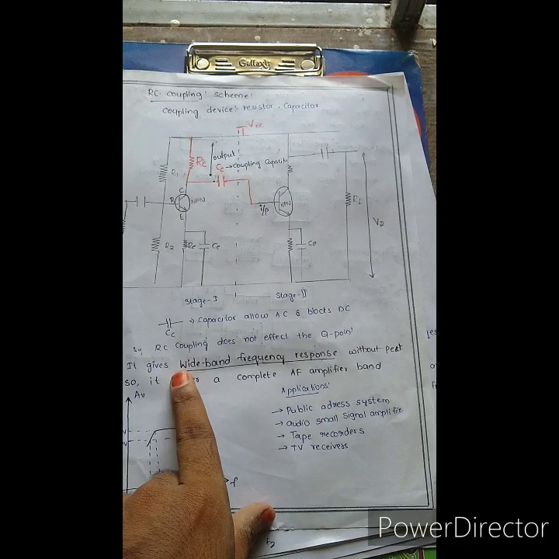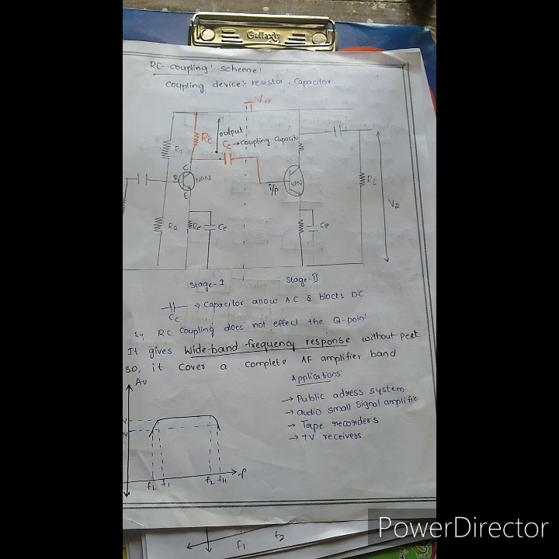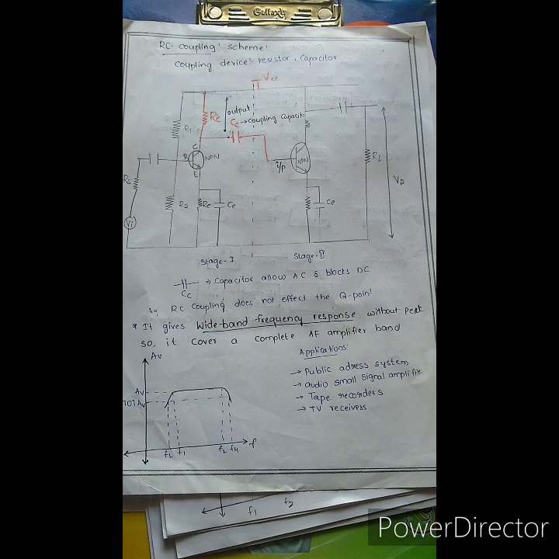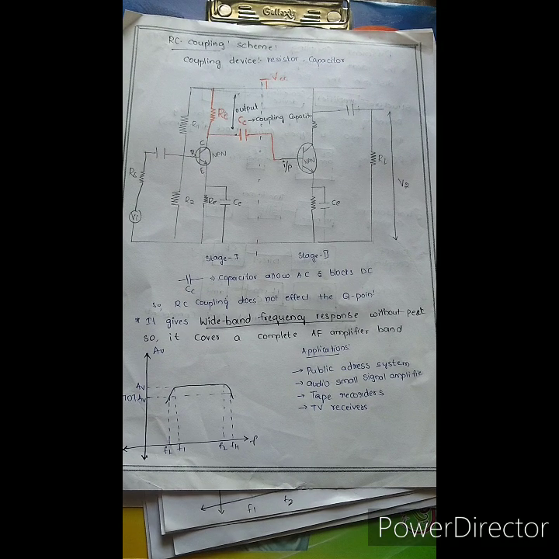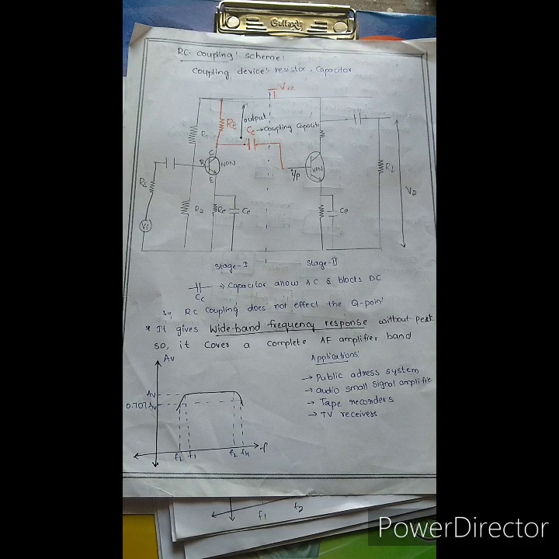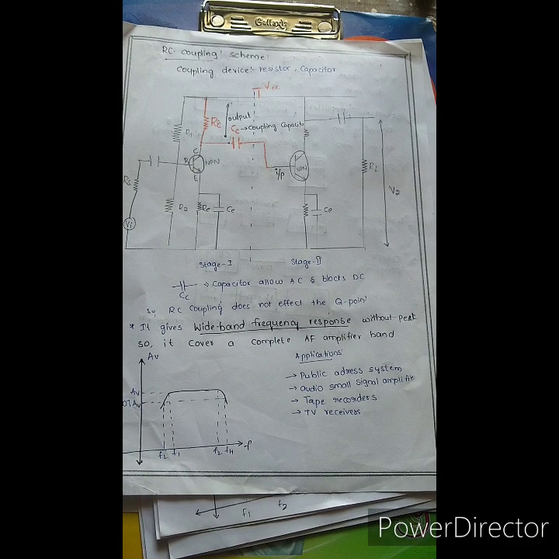So the capacitor allows AC and blocks DC. RC coupling does not affect the Q point. It gives wideband frequency without peak, so it covers the complete audio frequency amplifier band. So we get a wide range of frequencies available for operation. It is used in many applications: public address systems, audio small signal amplifiers, tape recorders, TV receivers.